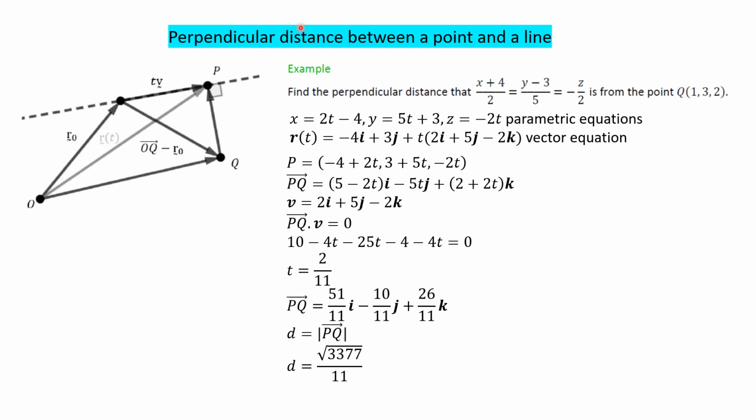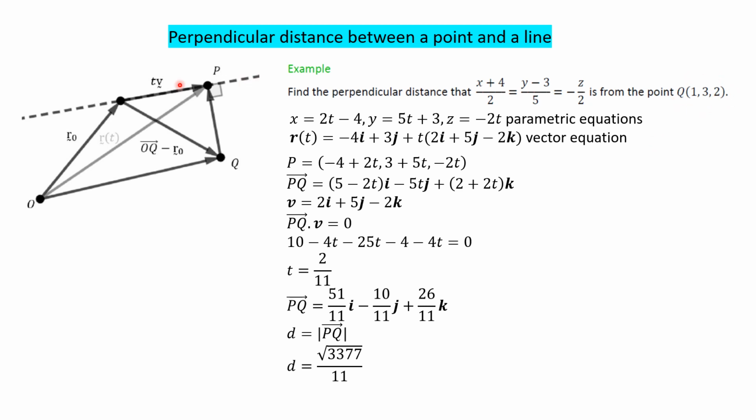So, perpendicular distance between a point and a line. There is a formula for it, but it's a bit complicated. So I thought, you use knowledge of dot product to work it out. It just makes much more sense. All right, so we are given the Cartesian equation, and we want to work out the perpendicular distance from that line and this point here.